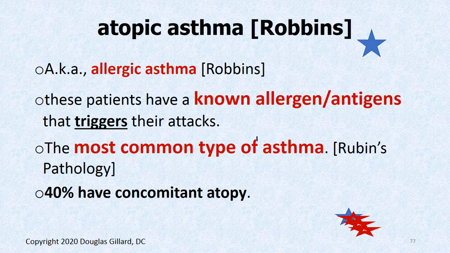Then we have atopic asthma. There is a known allergen. We know exactly. It's cat fur. It's, whatever, it's silicon dust. There is an allergen, and we can identify it and try to avoid it. That is the most common type of asthma. 40% of these patients also have atopic dermatitis and allergies to foods and all sorts of things.